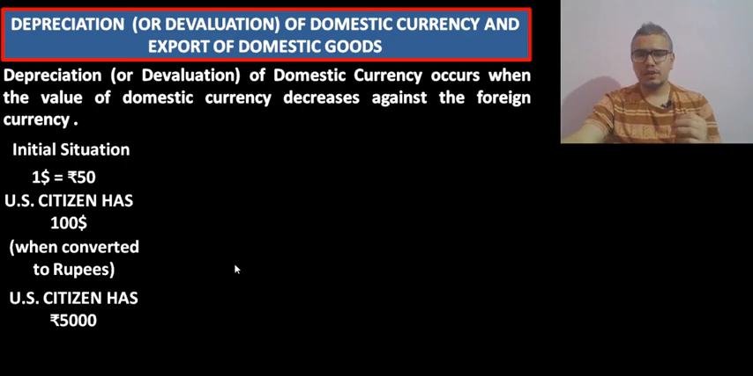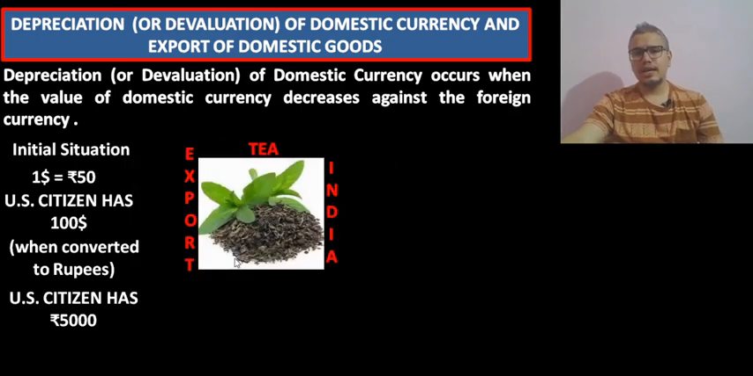Now let us further assume that India is exporting tea to the US citizen. Or in simple words, India is selling tea to a US citizen, and the price of tea is rupees 500 per kilogram.